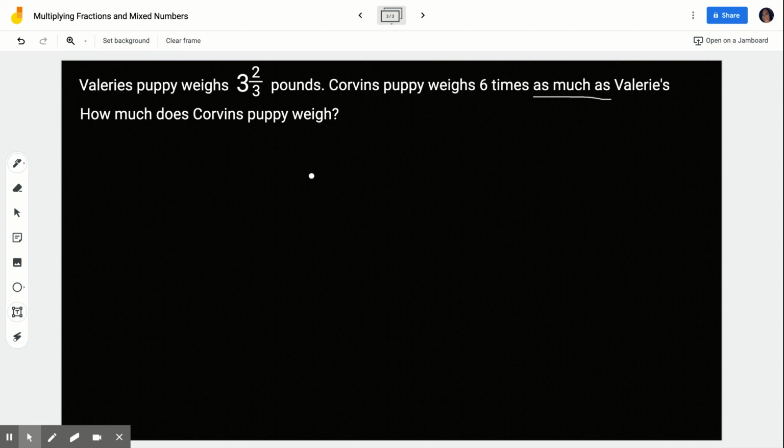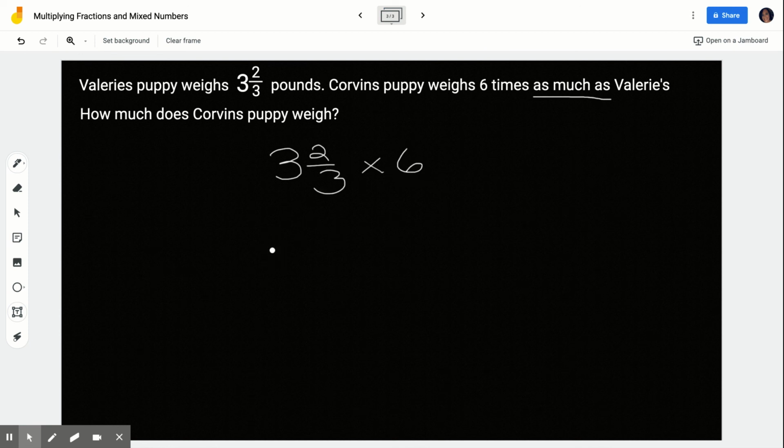So our problem today starts with Valerie's puppy weighs 3 2/3 pounds. Corvin's puppy weighs 6 times as much as Valerie's. How much does Corvin's puppy weigh? So we already talked about "as much as" being keywords for multiplication. So I know to set up my equation, I know that Valerie's puppy weighs 3 2/3 pounds, and Corvin's puppy weighs 6 times as much. So that means 6 times 3 2/3.